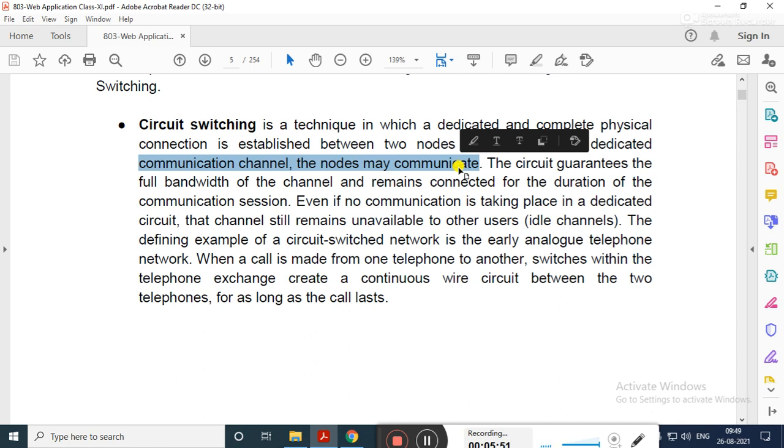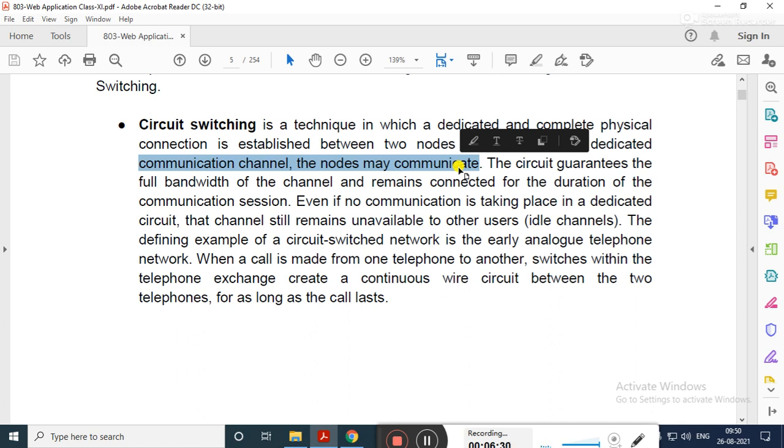From that fixed channel, the circuit guarantees the bandwidth of the channel. The bandwidth means the maximum capacity of that channel, and it remains connected for the duration of the communication session. Remaining connected for the duration of the session means that until the communication process ends, the circuit remains connected for that much time, until your phone call is cut. Even if no communication is taking place in a dedicated circuit, that channel still remains unavailable to other users. Suppose nobody calls anyone, so that channel becomes idle at that time.